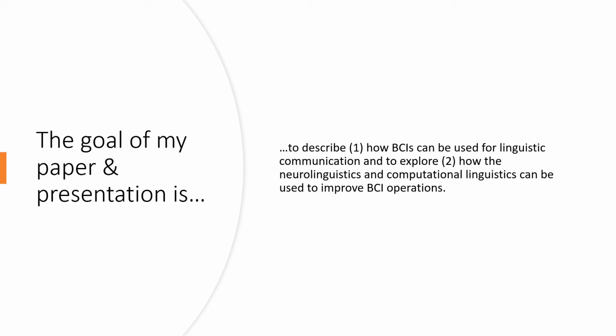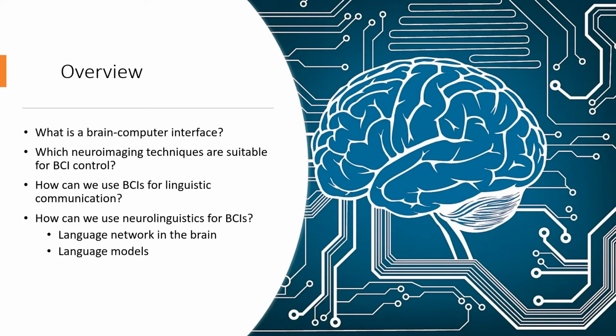Because I want to include both of these topics in my paper and this presentation, the goal is to describe how BCIs can be used for linguistic communication and also to explore how neurolinguistics and computational linguistics can be used to improve BCI operations. So I want to achieve this goal by answering the following questions during this presentation. We'll start with what is a brain-computer interface, which neuroimaging techniques are suitable for BCI control, how can we use BCIs for linguistic communication, and at the end we'll discuss how can we use neurolinguistics for BCIs. So we'll look at the language network in the brain and also at language models.